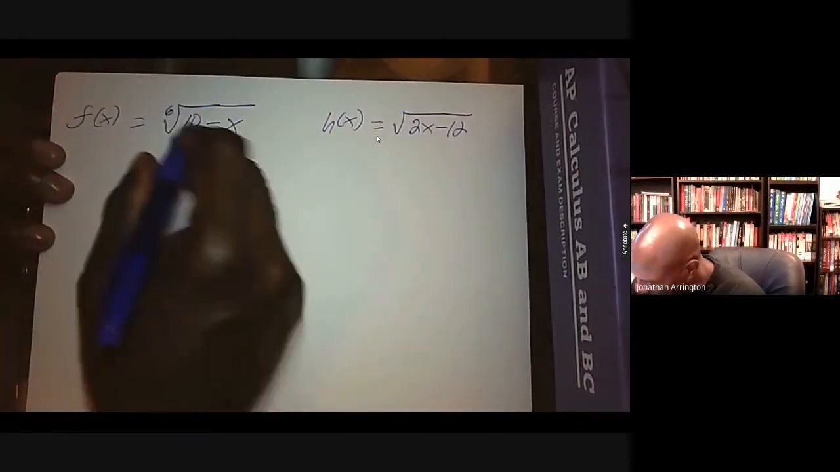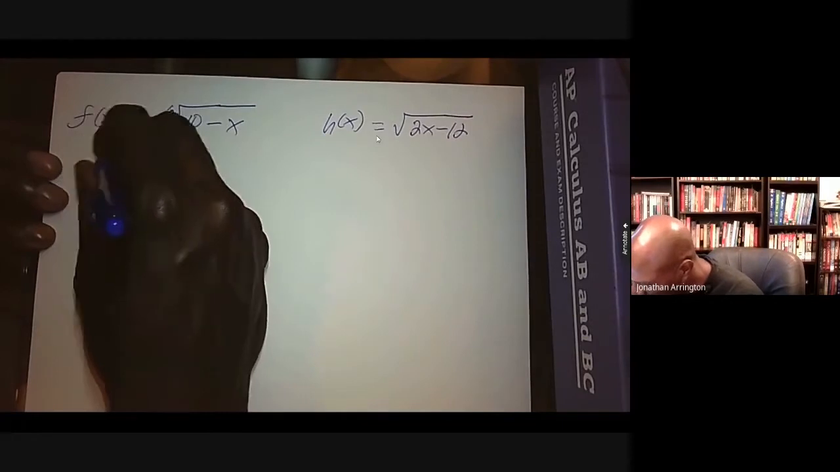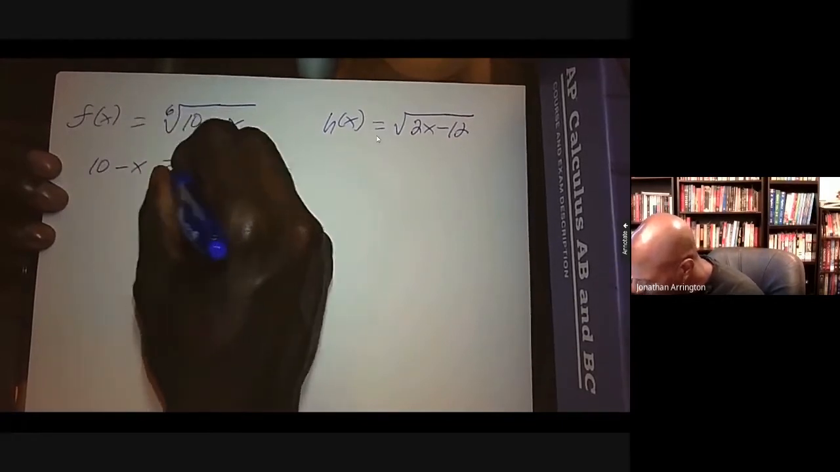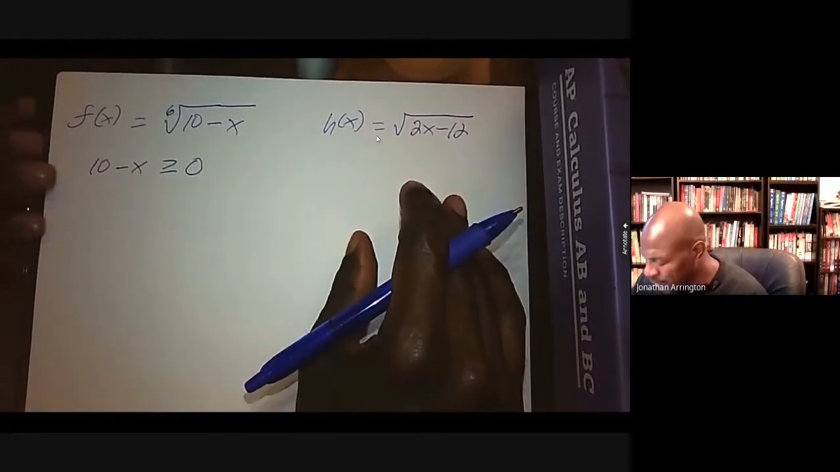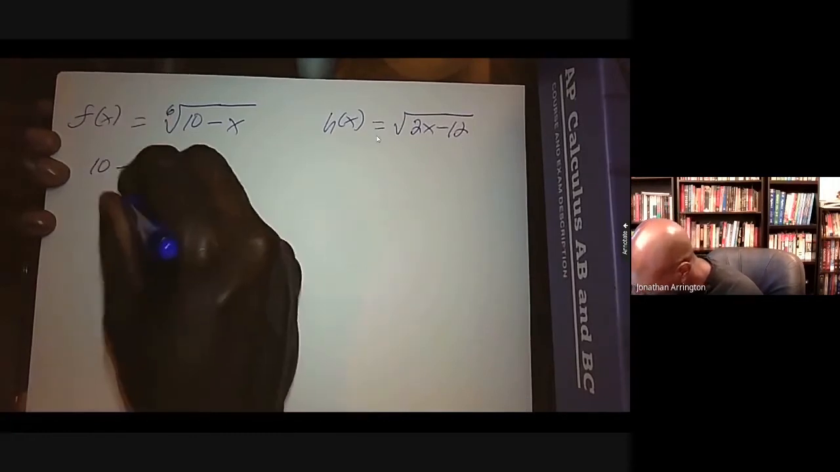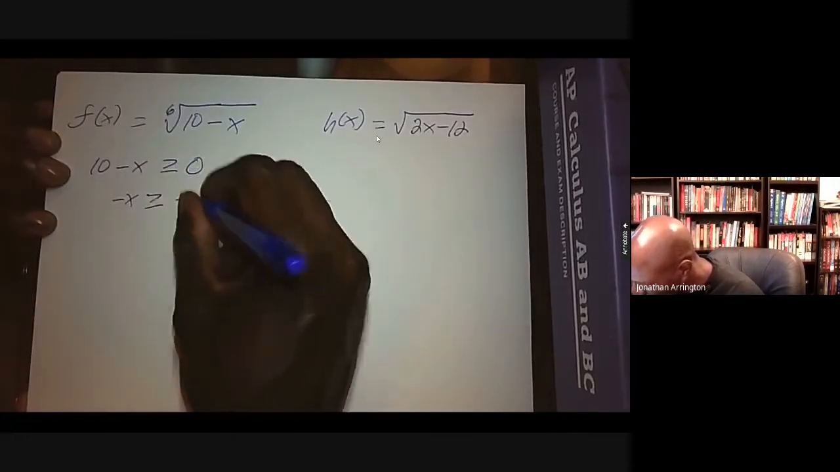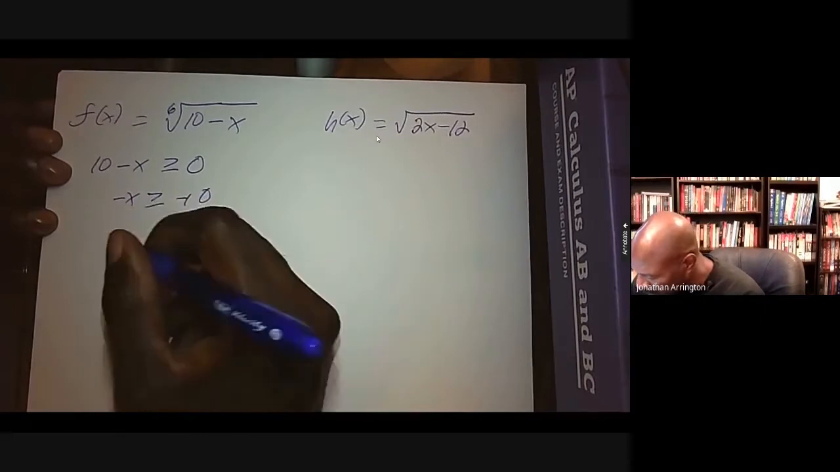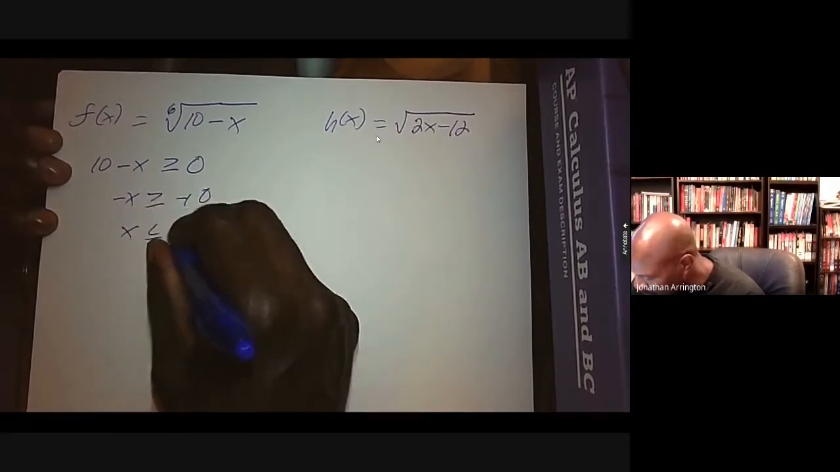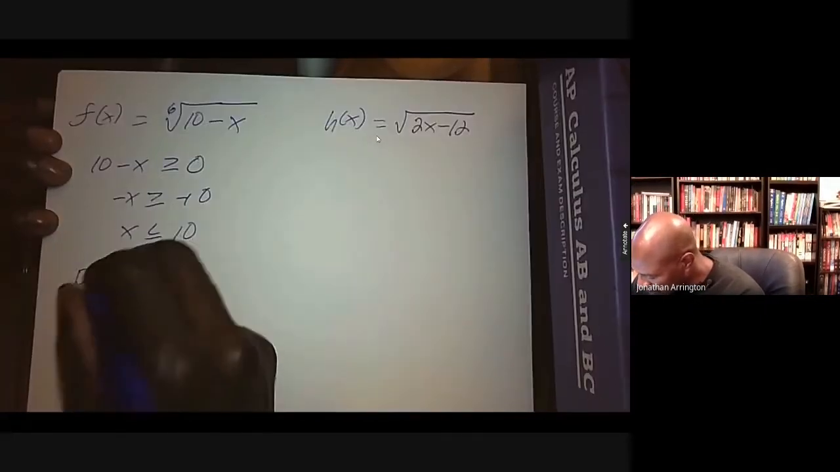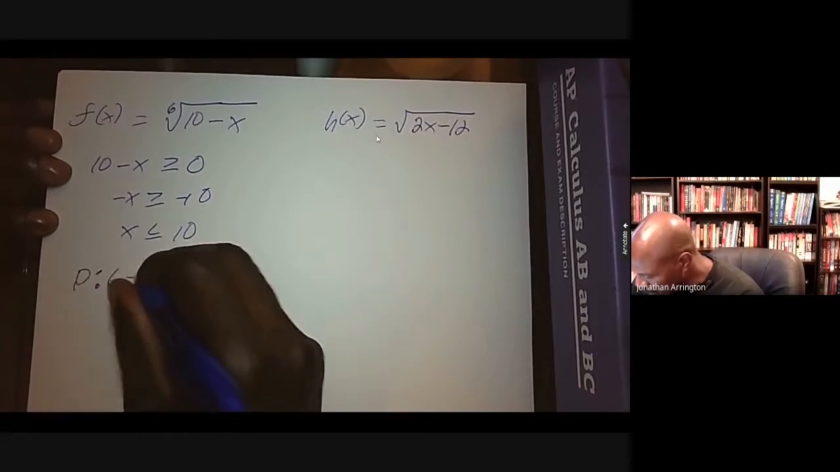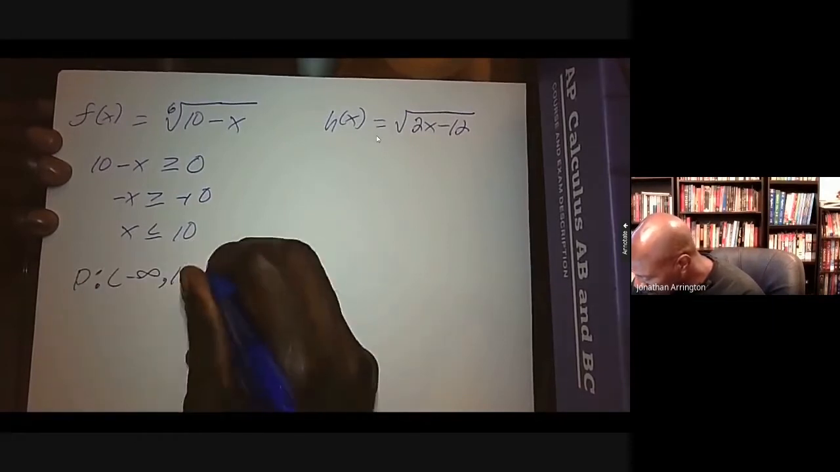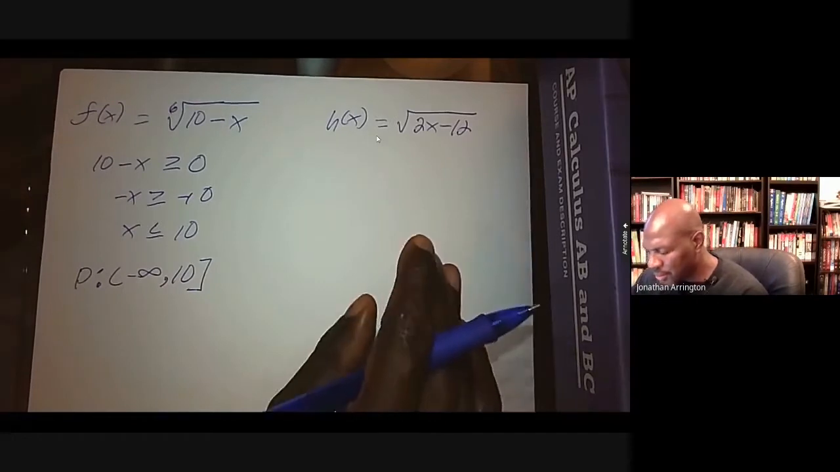So this is an even radical, so I know the stuff on the inside must be greater than or equal to 0. And then I'm just going to solve. So negative x is greater than or equal to negative 10. I'll divide by negative 1. x is less than or equal to 10. And less than or equal to 10 is negative infinity to 10, like so.